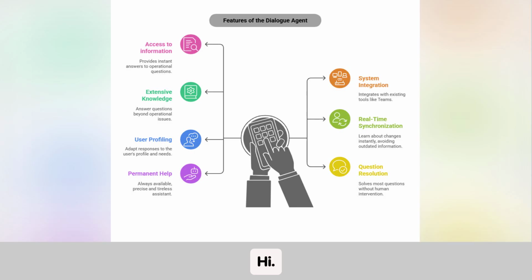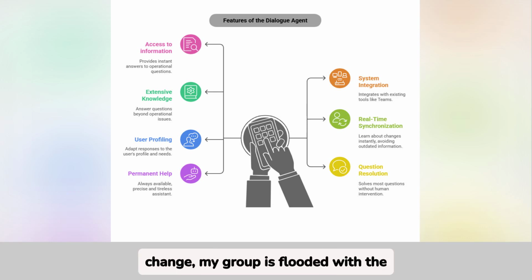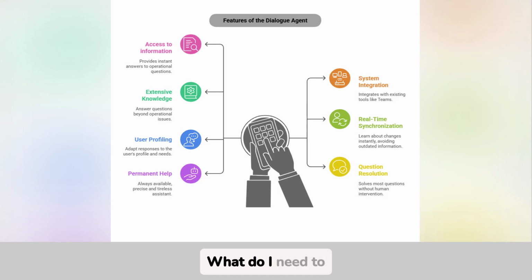Hi. Check this out. Every time we make a change, my group is flooded with the same questions. Where's the new version of the process? What do I need to do now? Who do I ask? And between explanations and reposts, I waste half a day answering the same thing. It's like an endless loop.